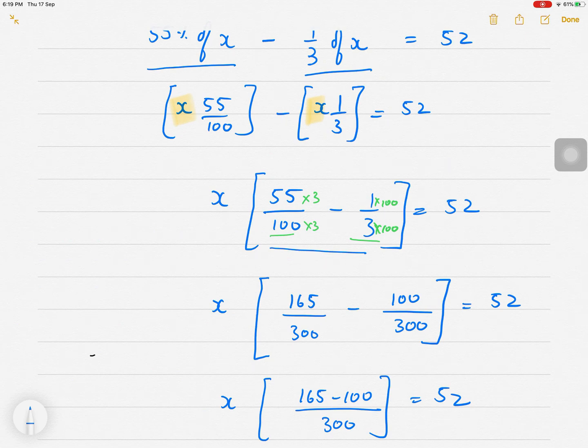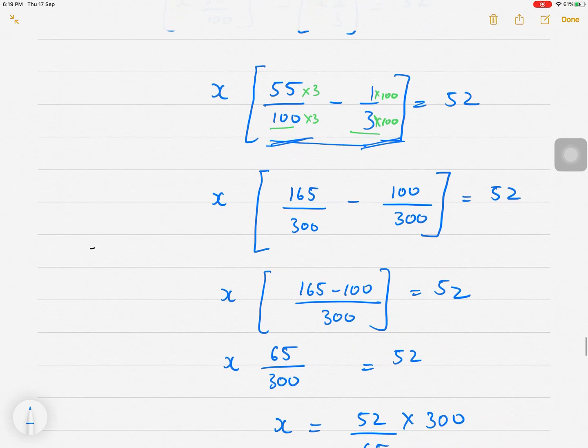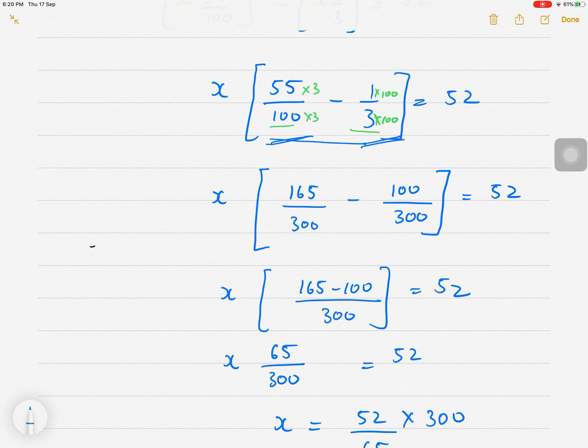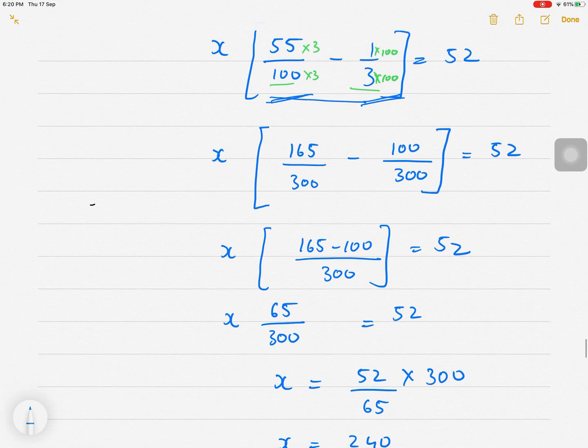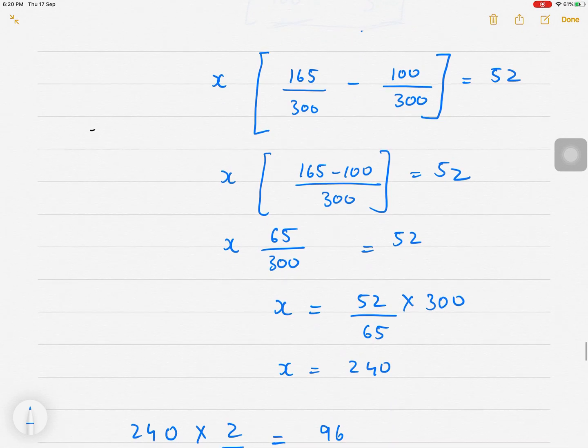I want to make the denominator the same. So what I'll do? The first number, which is 55 upon 100, I'll multiply and divide by 3. The second number, I multiply and divide by 100. Then you get x into 165 upon 300 minus 100 upon 300. Right? So my denominator is same. So 165 minus 100 divided by 300. So 165 minus 100 is 65.